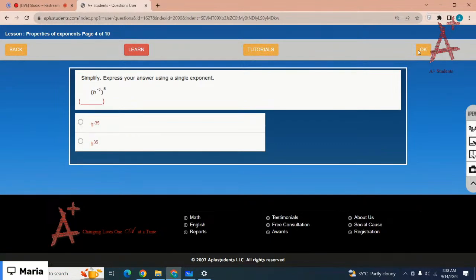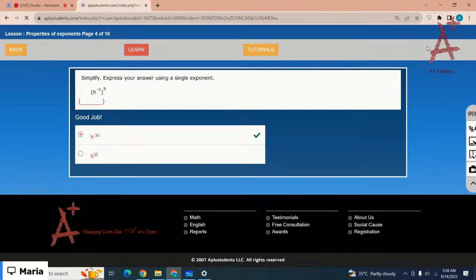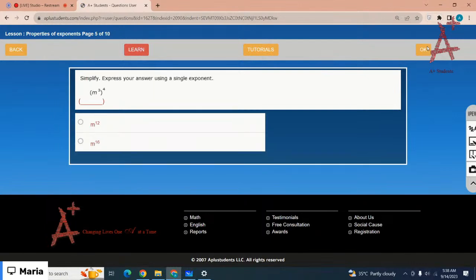Okay, simplify. Which is the correct option? Yes, very good. That would be option number 1. Negative 5 times 7 is negative 35. Okay, which is the correct option? m exponent 3, exponent 4. You have to multiply both the exponents, right? 3 times 4 is 12. So it is m exponent 12, right? Option 1 is the correct option.